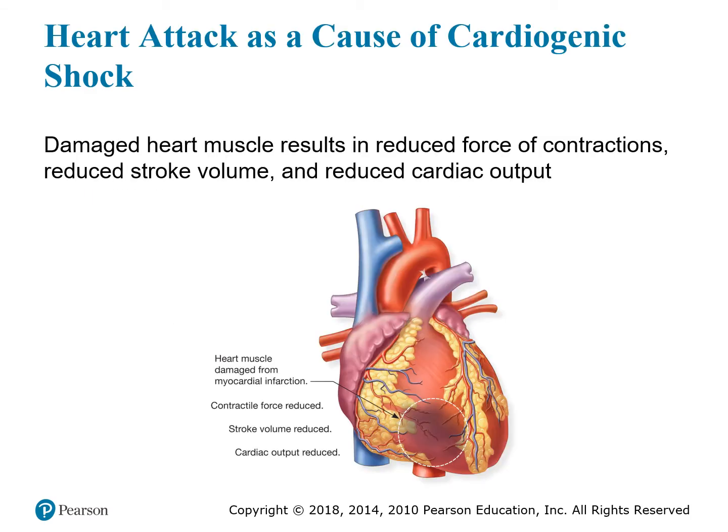On this slide, I'm just highlighting how a heart attack is a cause of cardiogenic shock. Remember that if you have damaged heart muscles, it's going to reduce your force of contraction, and therefore you're not going to have as much stroke volume. And if your cardiac output goes down too much, then your blood pressure will also drop. And again, loss of blood pressure, loss of perfusion.